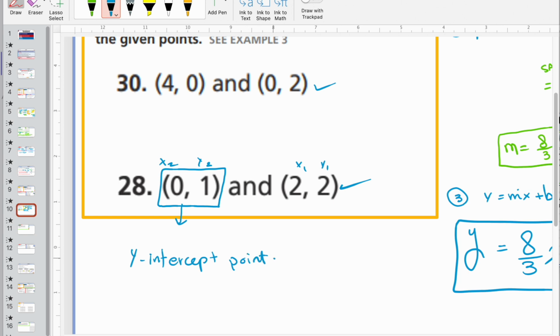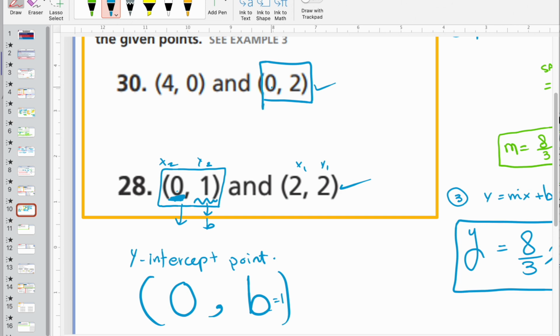Any point with an x that is equal to 0, the first number is 0, the second number is b, always. The y-intercept point always looks like this: 0 in the first number, and the second number, whatever it is, is called b. If it was 1, then b equals 1. If it was 3, then b equals 3. In this case, x is 0, then b is 2.